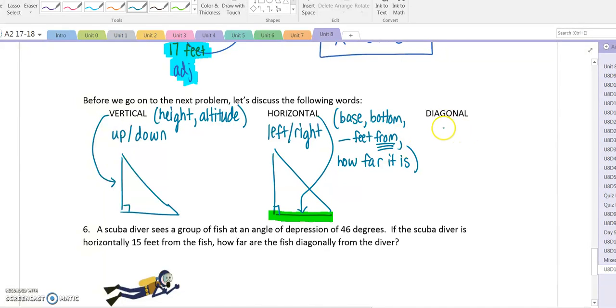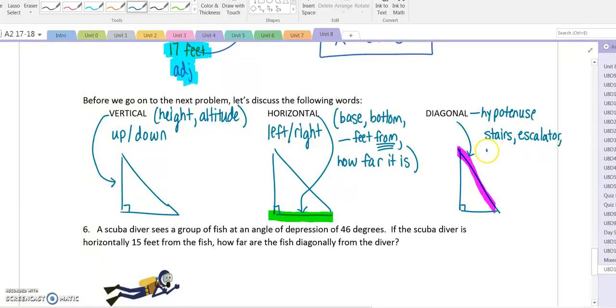All right, last piece, diagonal, that's your hypotenuse. So if we had a right triangle drawn, that would be this side right here. That's our diagonal. Things that are at an angle, that's what we'd be referring to as the diagonal. So like if we're talking about stairs, the length of the staircase, the length of the escalator, like in that other problem. When we talk about a mountain, we're going to have one side that's angled, that's the mountain side. I think that pretty much covers what diagonal would look like.